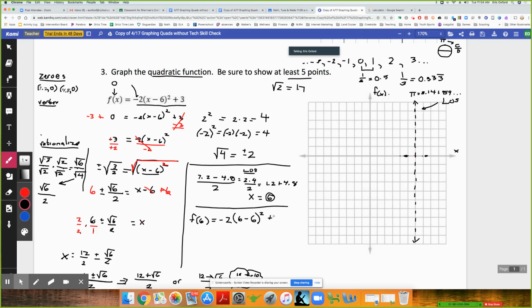We're going to follow PEMDAS now, which means I am going to do parentheses first. So inside the parentheses, I have 6 minus 6. What's 6 minus 6? And so we'll rewrite that. Okay, rewrite everything.